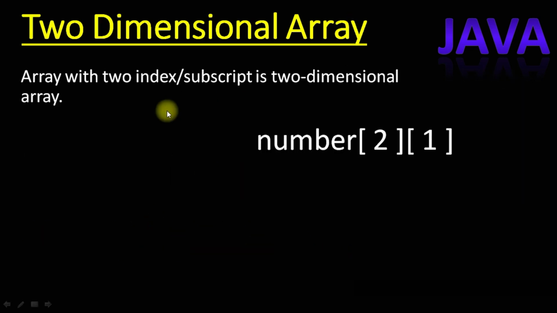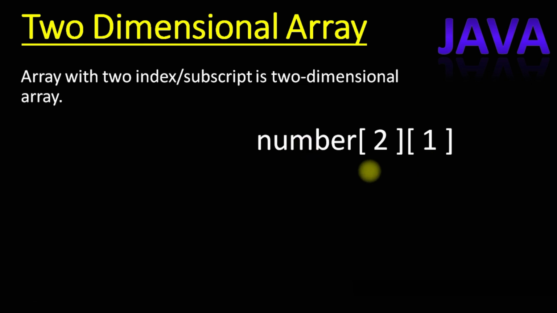Now there is another concept called a two-dimensional array, where, instead of salary, let's say my array name is number, and you can see here I use two indexes or two subscripts, 2 then 1. Under this bracket I have used 2 and 1. So I am taking two indexes for this number array. This type of array is called a two-dimensional array.